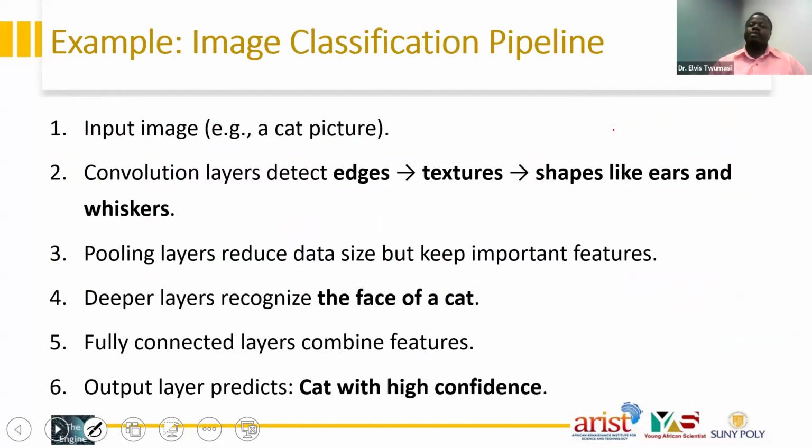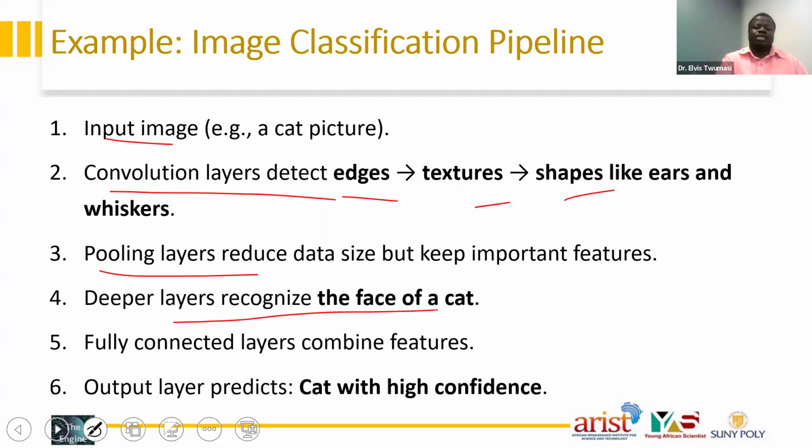That's all. So let's just run through all the things we have done. We are finished. If you have an input image, you do convolution to get the edges and textures and shapes. You do pooling and pull the important parts. If it's a cat you are detecting, you'll be able to get the cat's face within the deeper layers, give it to a fully connected layer, and you'll be able to predict a cat with confidence.